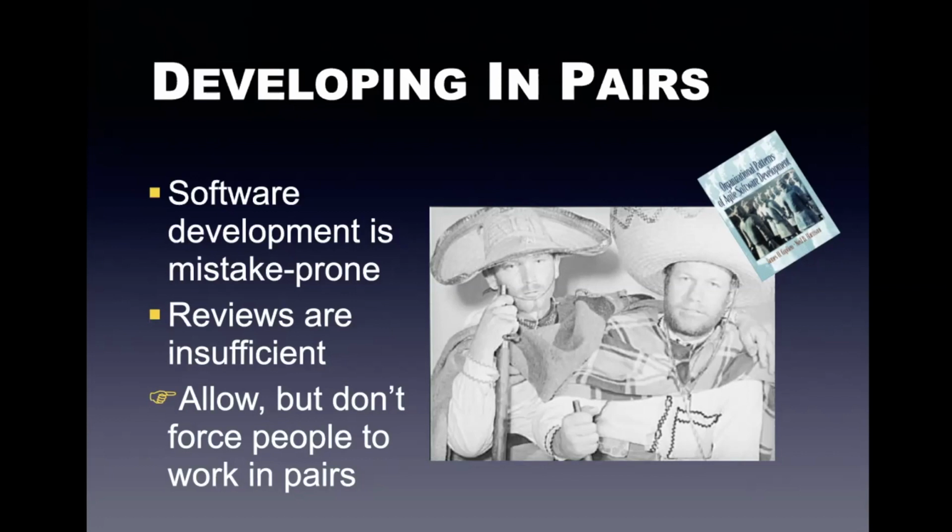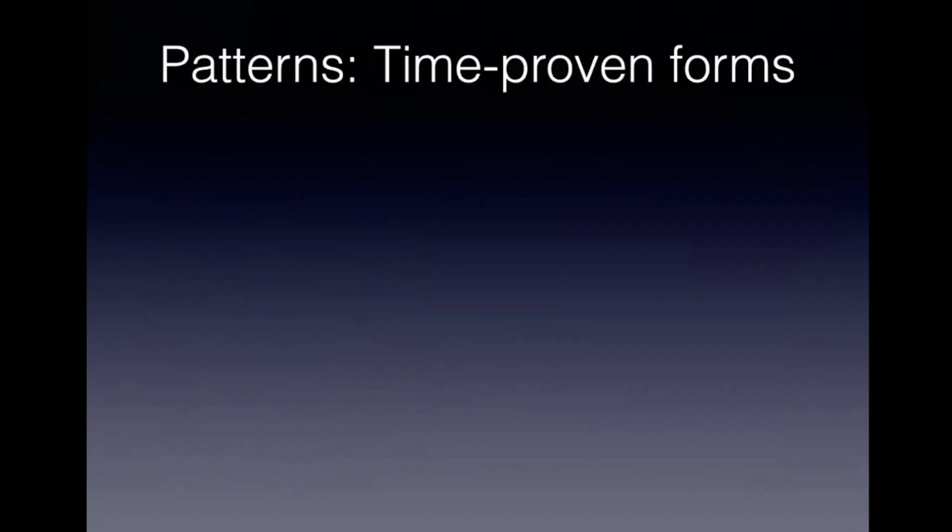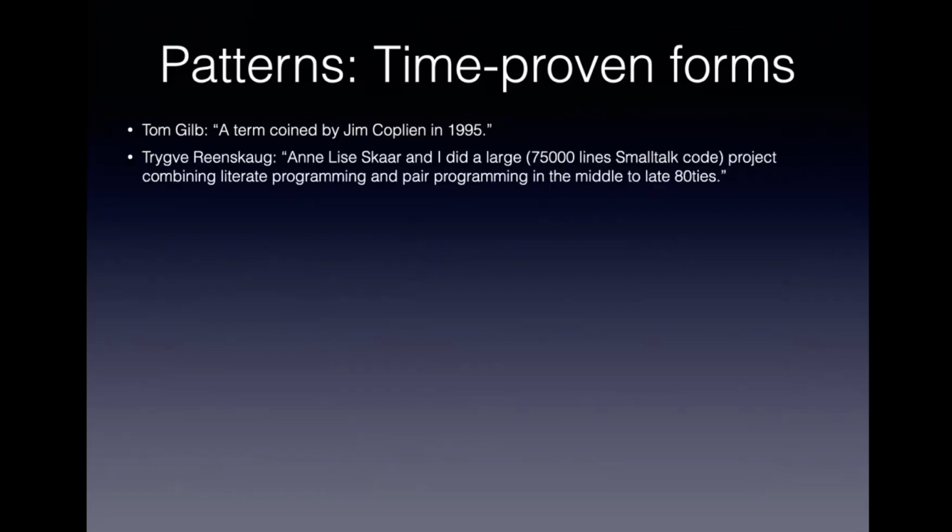Now, what's pair programming? Where did it come from? Who invented pair programming? Oh, Kent Beck and extreme programming, right? That's what everyone says, right? Well, okay, I knew better than that. So I started asking some people, and Tom Gilb, who's an American living in Norway, said, well, Jim Coplien invented it in 1995. Well, I knew that wasn't true. Trygve Reenskaug, who's the inventor of Model View Controller, a good friend of mine, said, well, I did a project in the late 1980s where we did pair programming.